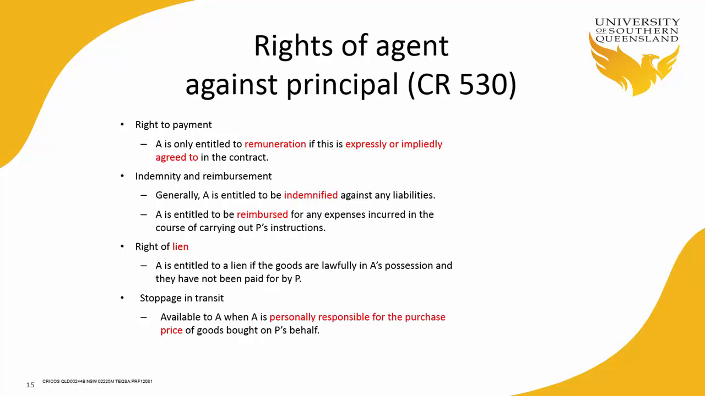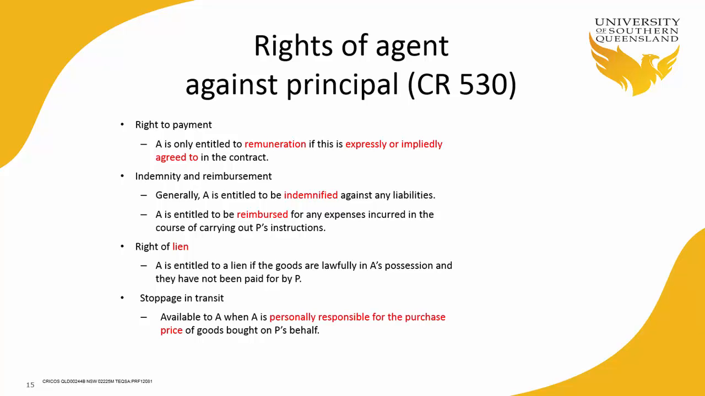Now there are also rights. We've just covered these duties of the agent to the principal, but the agent also has rights that they can enforce against the principal. That discussion takes us to page 530, and again you have an in brief box summarizing these rights. Typically we talk about 4 of these. So right to payment, right to indemnity and reimbursement. Here the agent is entitled to be indemnified against any liability and reimbursed, so paid back, for any expenses while carrying out the principal's instructions.